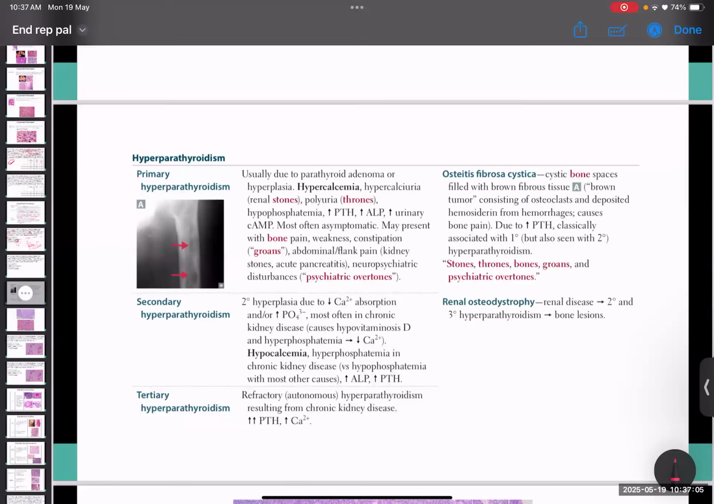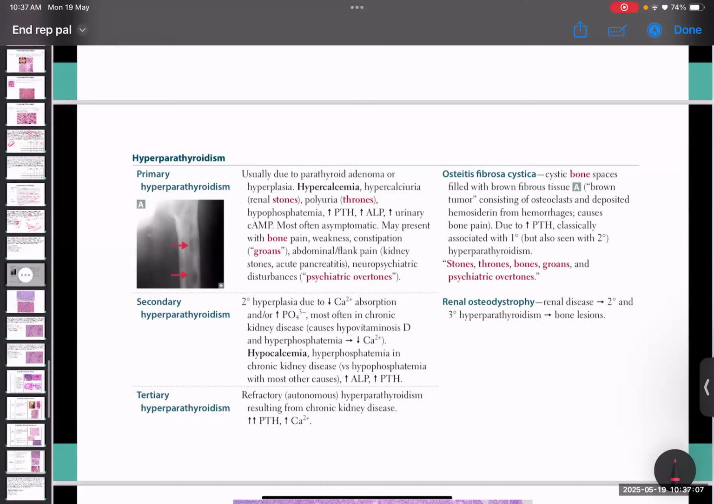So primary hyperparathyroidism is usually because of a parathyroid adenoma or hyperplasia. That's going to lead to hypercalcemia and hypercalciuria, so you're going to have stones and polyuria as well. You're going to have hypophosphatemia. Parathyroid hormone acts upon the bones and causes release of calcium into the bloodstream by causing lytic lesions within the bones. When it breaks down the bone, ALP is released as well. There's also going to be increased urinary cAMP.